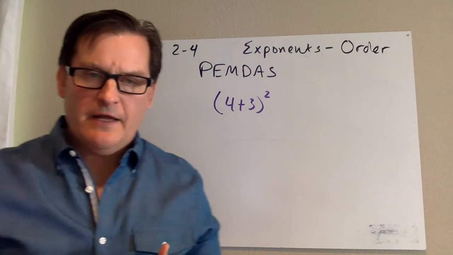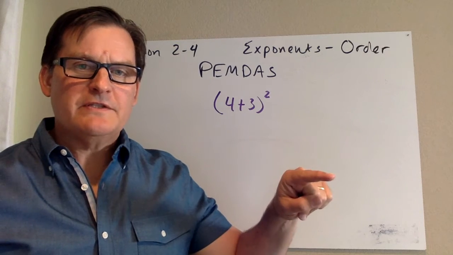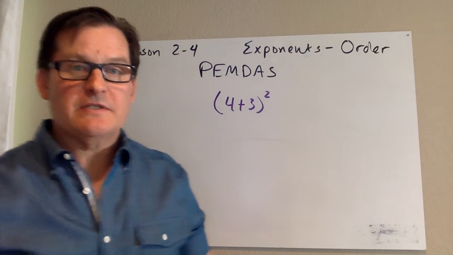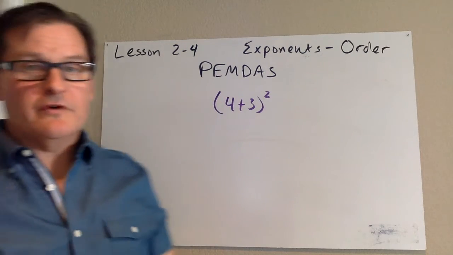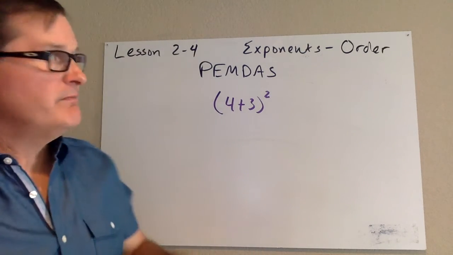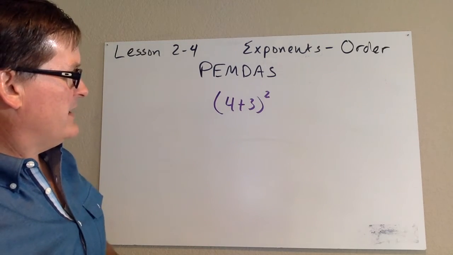We're still working on exponential numbers and the different things that can happen. Really starting to move into the order of operations with this lesson as well. We're on lesson 2-4 if you're in the Applied Algebra 1 curriculum. What you have here is 4 plus 3 to the second power.